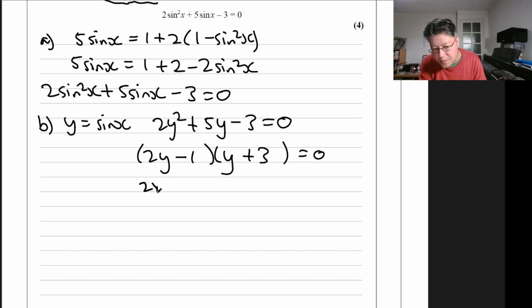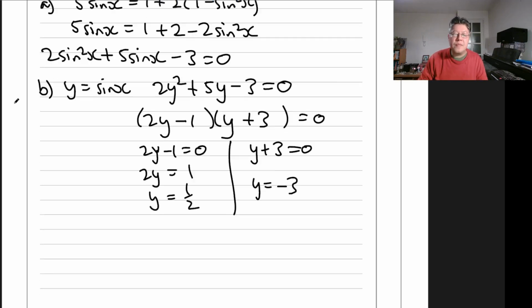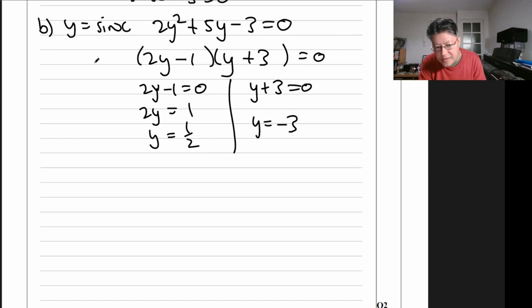So this gives us 2y − 1 = 0, or y + 3 = 0, and we'll solve both of them. So 2y = 1, y = a half, and here we get y = −3. So now that we've got y, we can now put these back into the substitution to solve for x. So we had y was sin x, so therefore we get sin x = a half, and also sin x = −3, and we need to solve both of them.